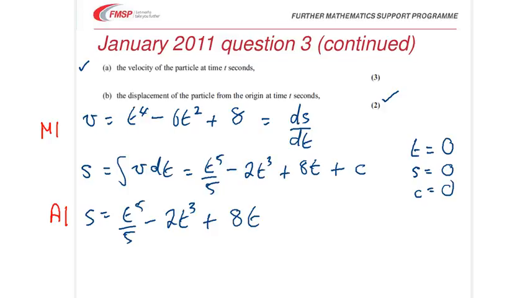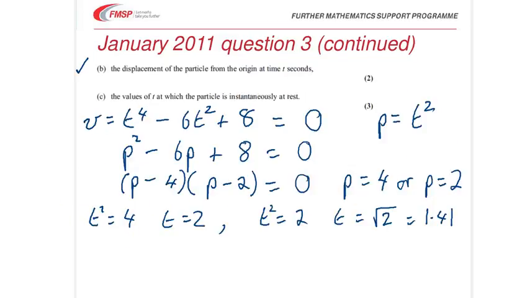And for the last bit, for 3 marks, there was a method mark for putting v equals 0, a method mark for solving the equation, and an accuracy mark for getting the right values of t.